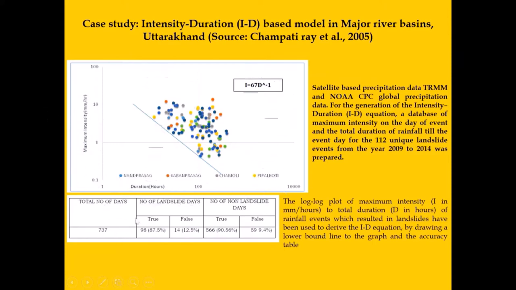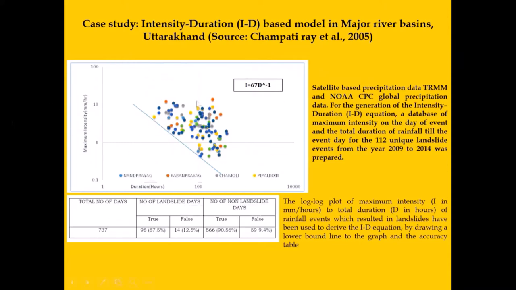So if I plot, these are from different areas like Nandprayag, Kanprayag, and we have got landslides. How many landslides happen in the Nandprayag area? We got this many dots, so that means in Nandprayag these many landslides happened. In Pipalkoti these many landslides, all yellow dots. All these locations are coming from the Alaknanda River Valley here in Uttarakhand.